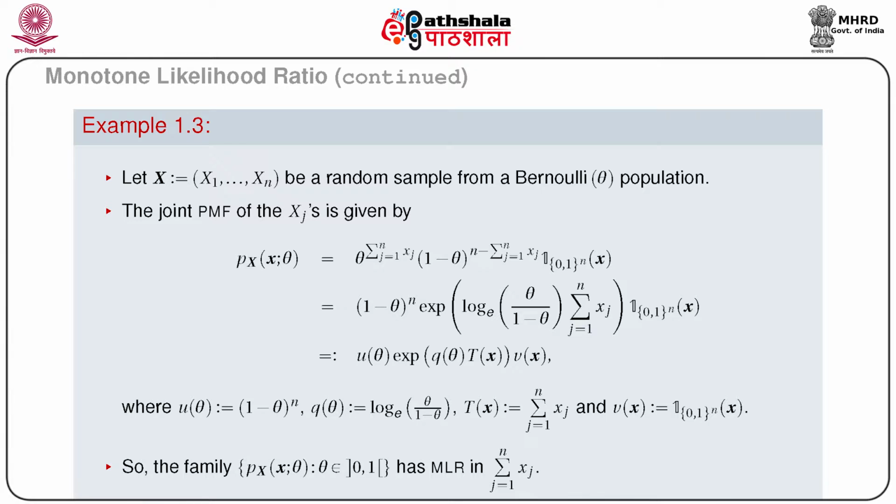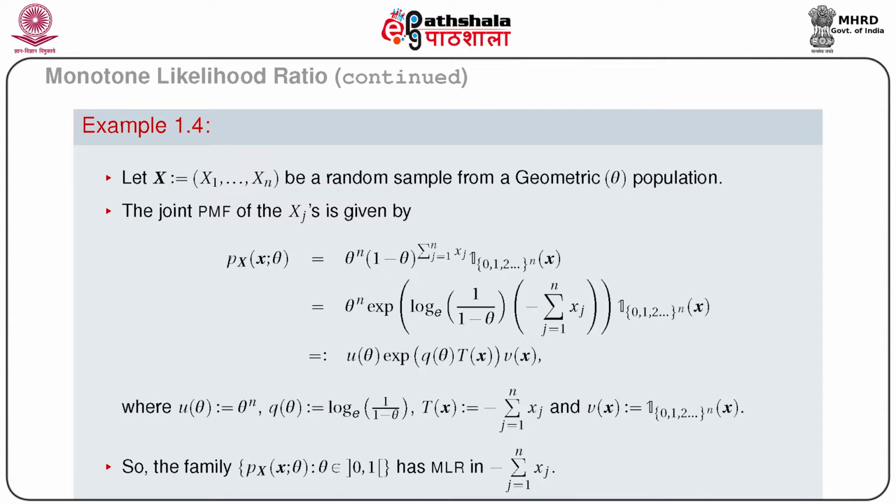Next, we consider our third example. Let x1, x2, ..., xn be a random sample of size n from a Bernoulli(θ) population. Therefore, P(x;θ) = θ^(Σxi) (1-θ)^(n-Σxi), which equals (1-θ)^n times exp(Σxi · log(θ/(1-θ))). If we set u(θ) = (1-θ)^n, q(θ) = log(θ/(1-θ)), T(x) = Σxi, and h(x) = 1, then we see that P(x;θ) has MLR in T(x) = Σxi.